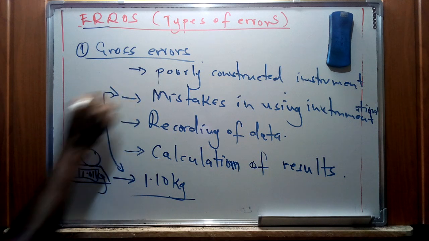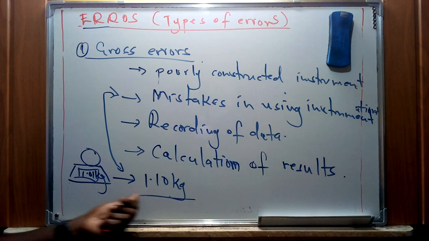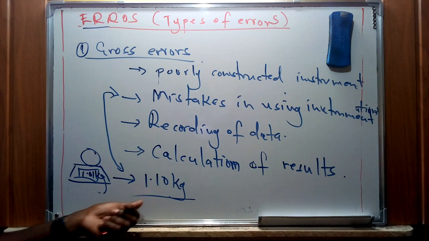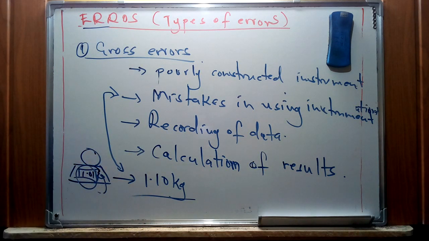If I read this one as 1.10 kilograms, this mistake will be a result of the second factor I've mentioned here, a mistake in using the instrument. I'm using the instrument wrongly, or perhaps recording the data in a way that is inaccurate from the specific reading being shown on the instrument. So this will result in what we call gross error.